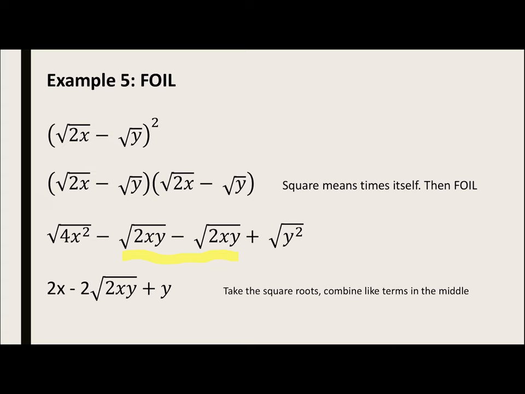At the front there, the square root of 4x squared, the square root of 4 is 2. And for x squared, take half of 2 is 1. At the very end, the square root of y squared, take half of 2 gives you 1. The square root of y squared is y.